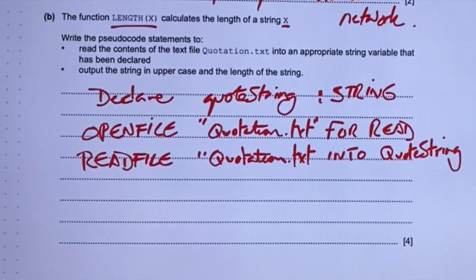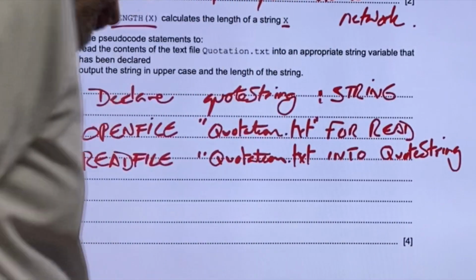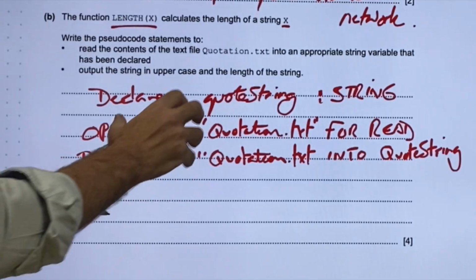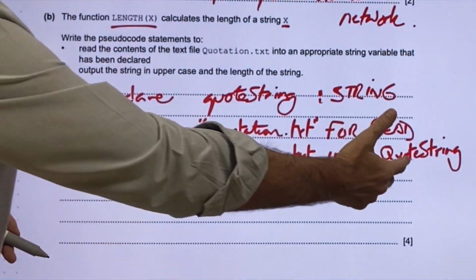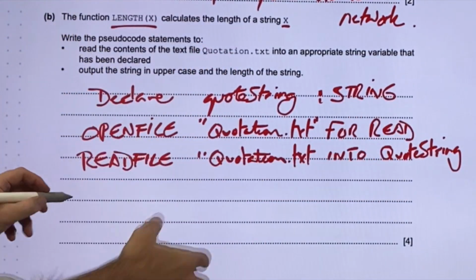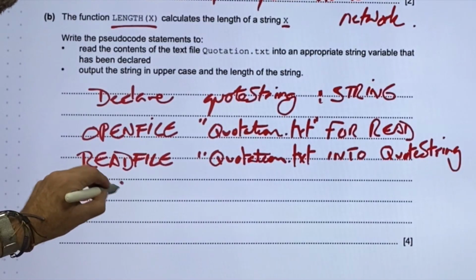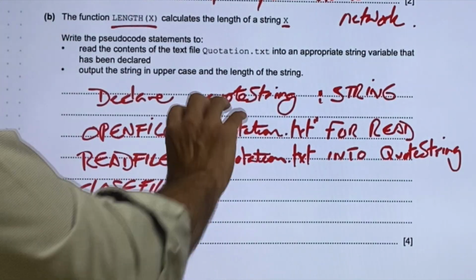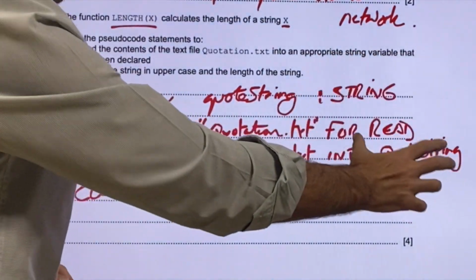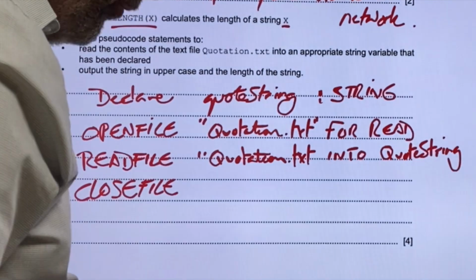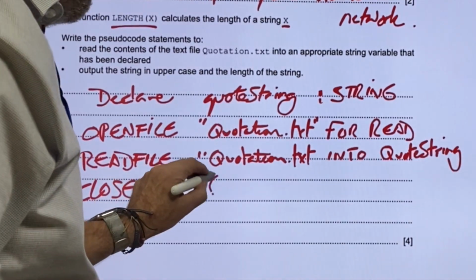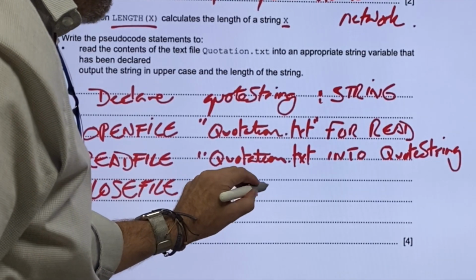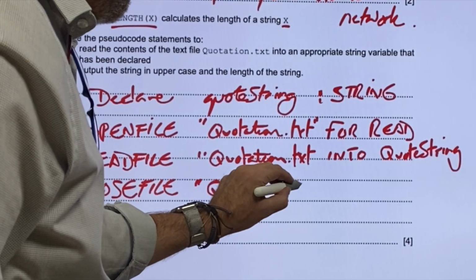Okay, the variable I've created is quote string. Once I've opened it, I've read it into my variable quote string, and then I'm going to close the file, because I've read it into this now. It's taken that text and put it into my variable. So I'm going to close the file quotation.text.